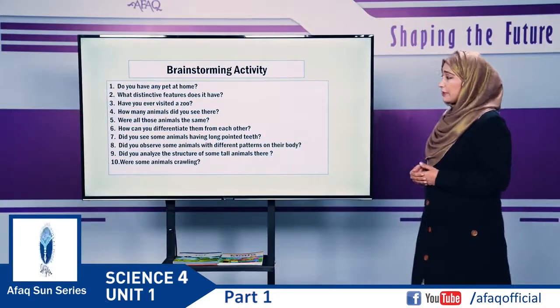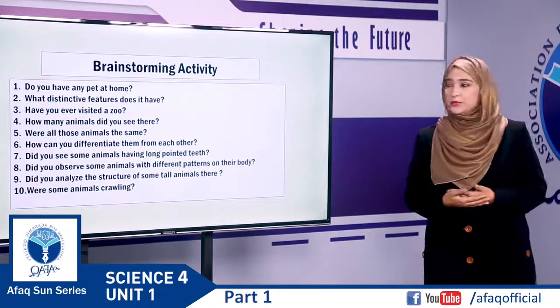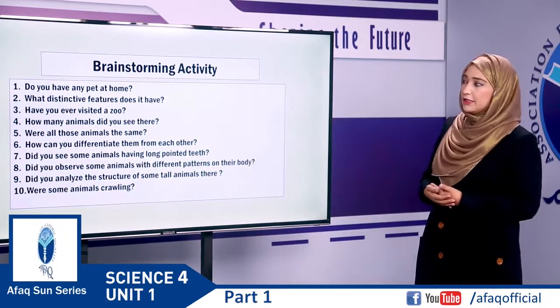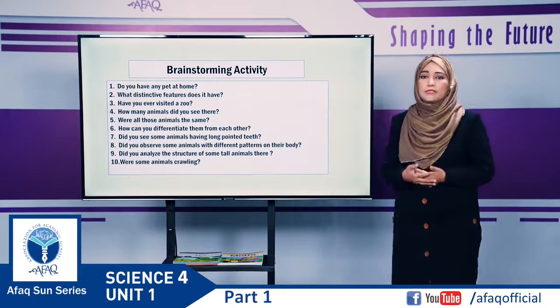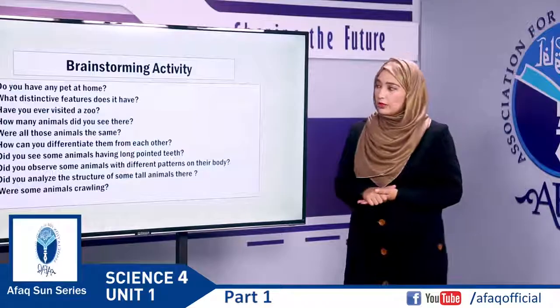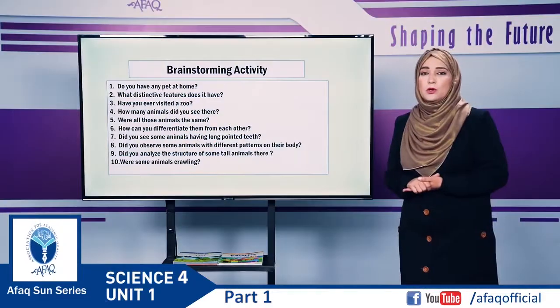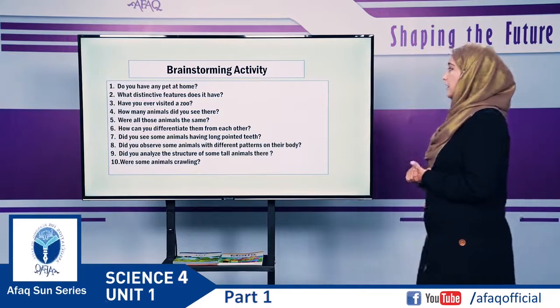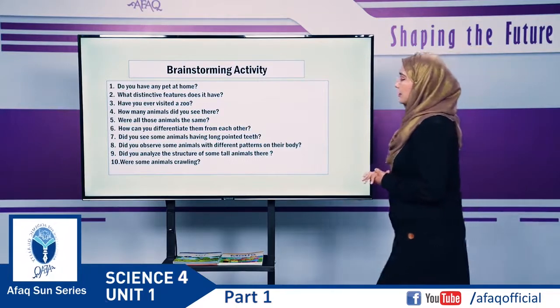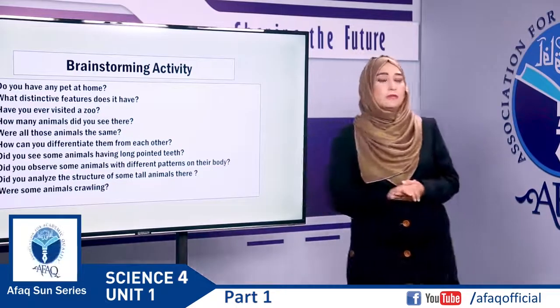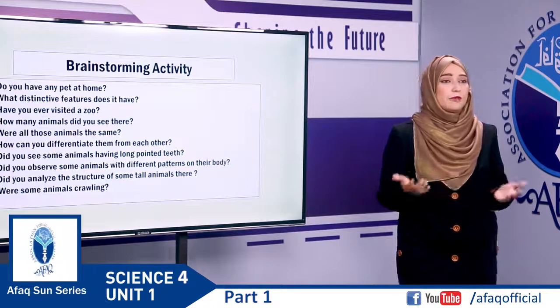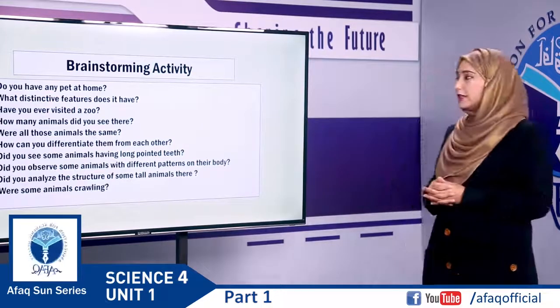Have you ever visited a zoo? You must have gone to a zoo. How many animals did you see there? You must have seen lots of animals. Were all those animals the same? No, they were different. How can you differentiate them from each other? Some were tall, some were small, some have 4 legs, some were crawling on the ground.